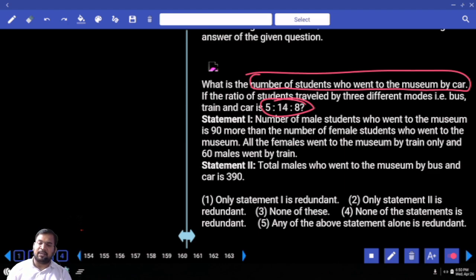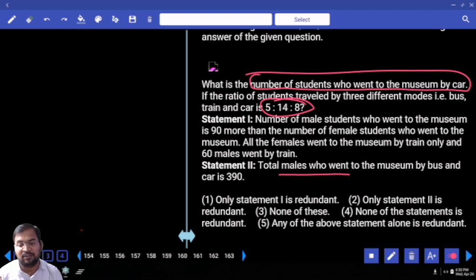See the first statement. The number of male students who went to the museum is 90 more than the number of female students who went to the museum. All the females went to the museum by train only. 60 males went by train. Is it possible by using only this statement? They have given females and males by train only. By using train only, is it possible? See the second statement. Total males who went to the museum by bus and car, they are talking only about males. We need the total. Is it possible by using statement 2? Only one is not possible.